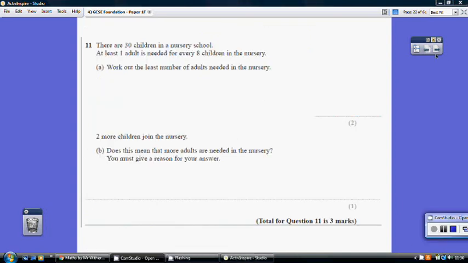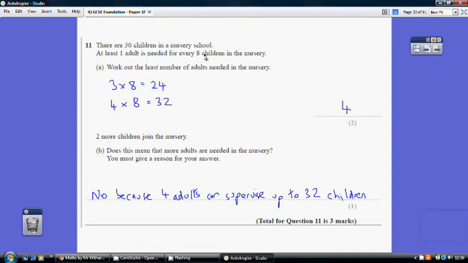Question 11. So there are 30 children in a nursery school. 1 adult is needed for every 8 children. So if we've got 3 adults, then they can look after 3 times 8, 24 children.